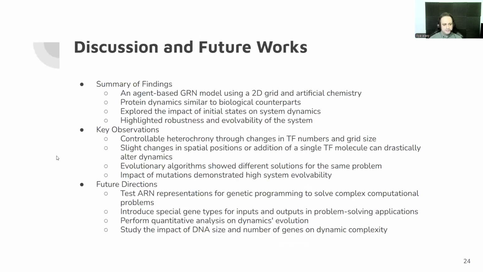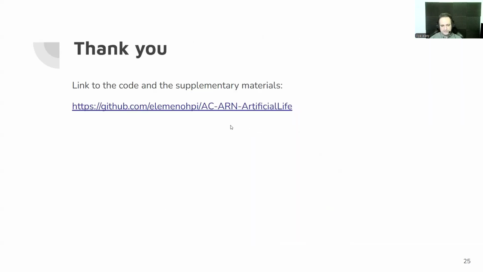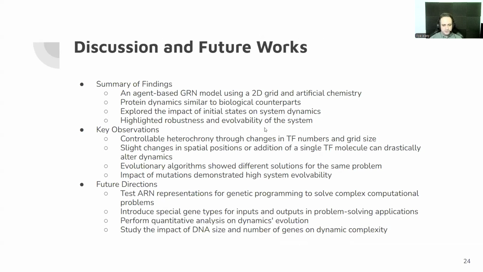Just to wrap up, what we did in our research was to present an agent-based GRN model using a 2D grid and an artificial chemistry. We noticed that the protein dynamics produced by the system are similar to their biological counterparts, and we explored the impact of the initial states on the system. And we highlighted the robustness and evolvability of the system. Some of the key observations were how we can control the system by changing the initial states, how slight changes to the spatial positions change the dynamics, how we can use evolution to come up with different solutions for the same problems, and how mutation impacts evolvability.